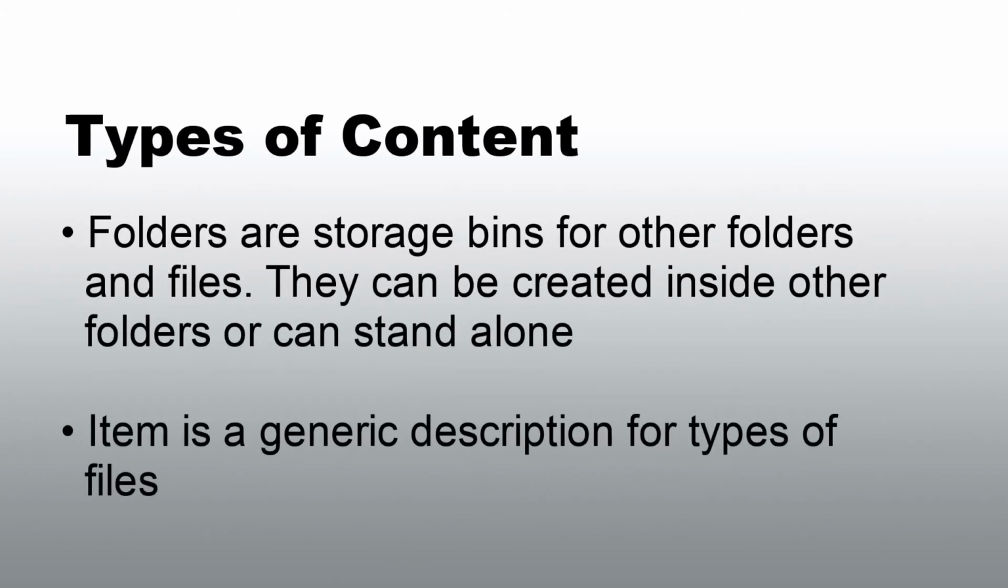There are two types of content that make up the content collection: folders and items. Folders are storage bins for other folders and files. Folders can be created within other folders or can be standalone folders. Item is a generic description that refers to any file type, including Microsoft Office, PDFs, and other files.